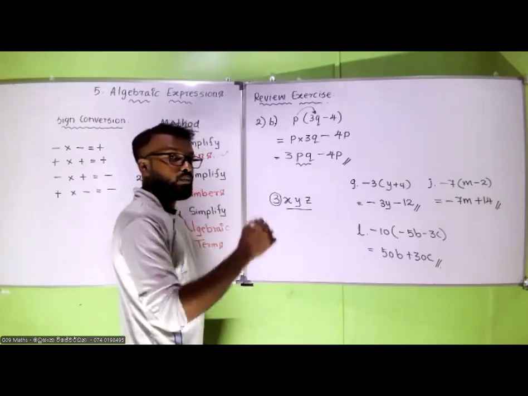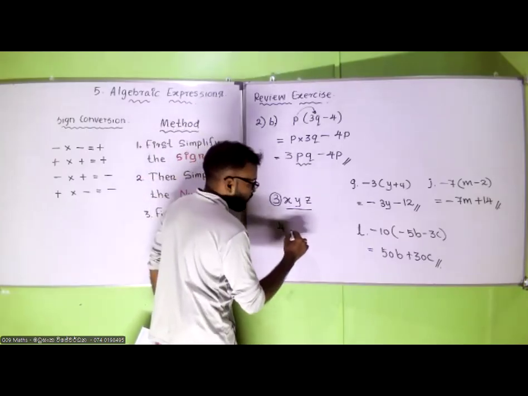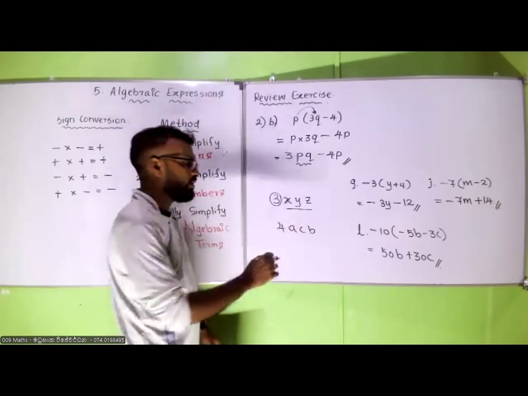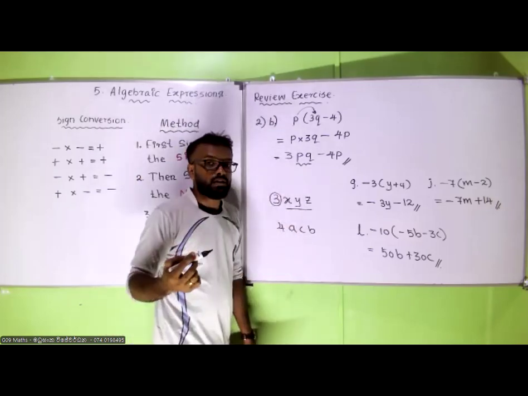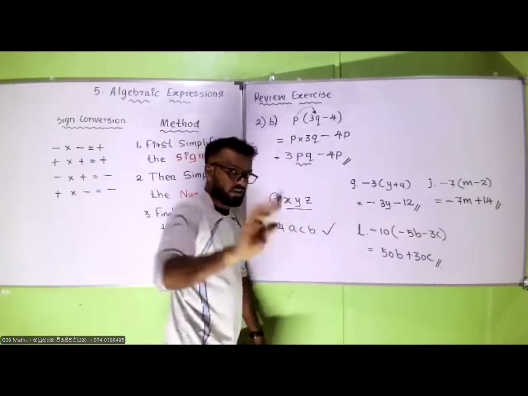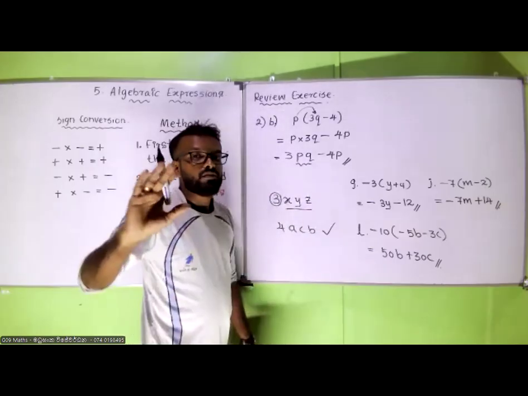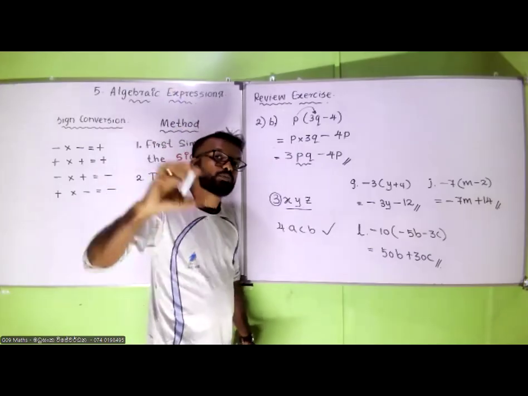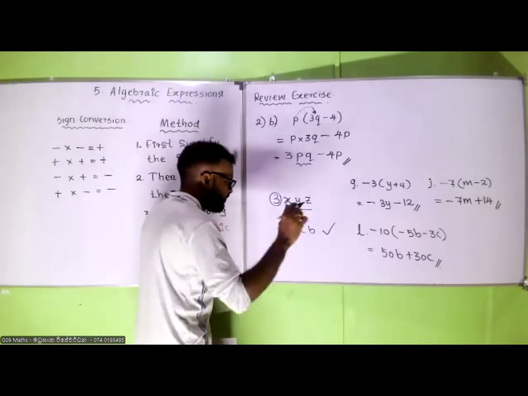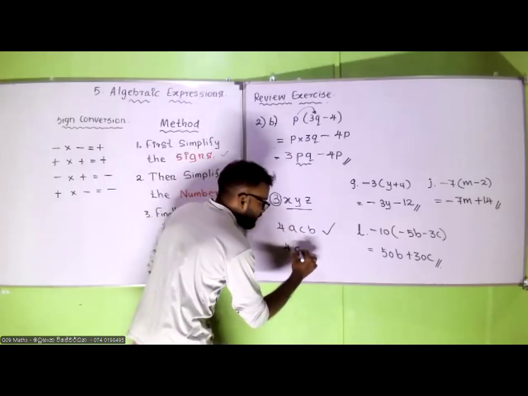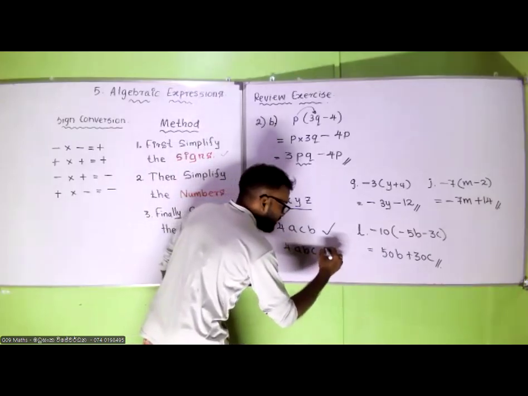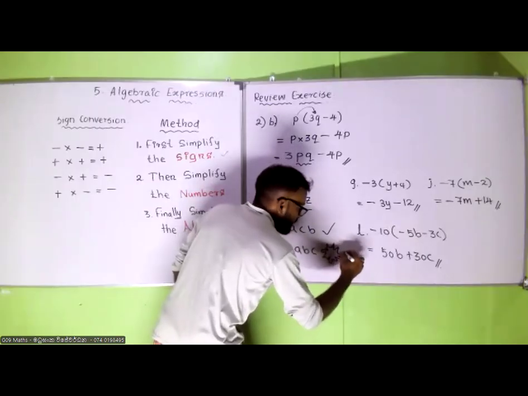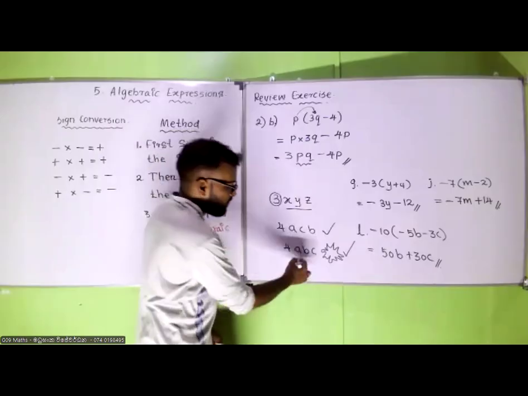Somewhere around you might see something like 4ACB. Now you have an answer for ACB. Is this correct? Doesn't matter, make a hurry. But if you are practicing the good ways, best practice is if you can keep this as ABC, 4 times ABC, that is perfect. That is superb, alphabetical order.